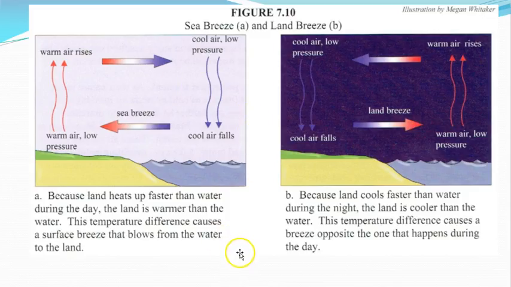Another thing that creates this uneven energy distribution is the fact that all of these things contribute to what we call sea breezes and land breezes. Because land heats up faster than water during the day, the land's warmer than the water. This temperature difference causes a surface breeze that blows from the water to the land. And then because land cools faster than water during the night, the land is cooler than the water. This temperature difference causes a breeze opposite the one that happens during the day.